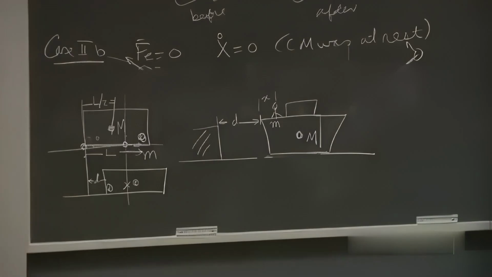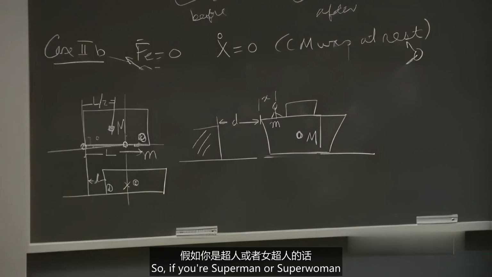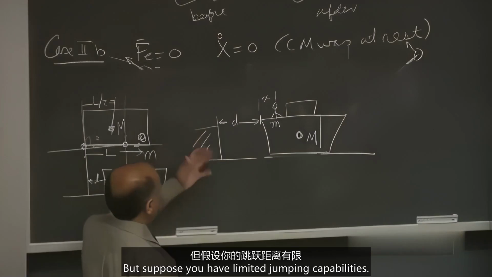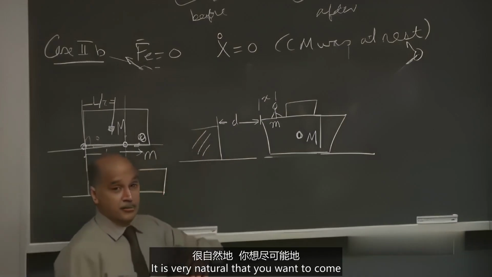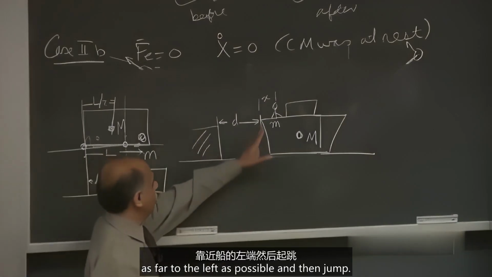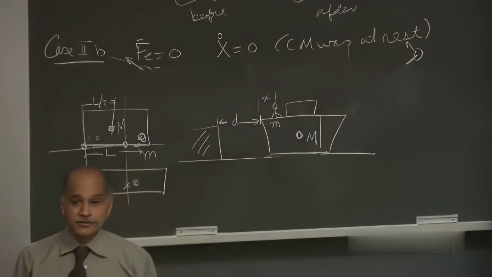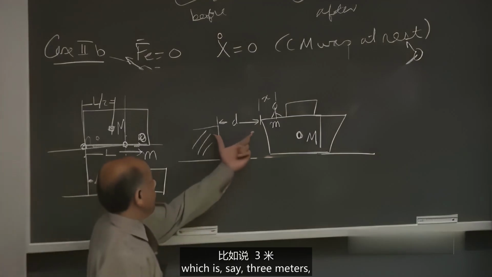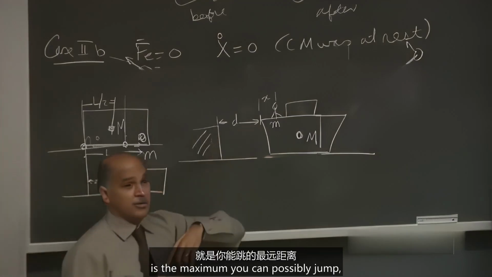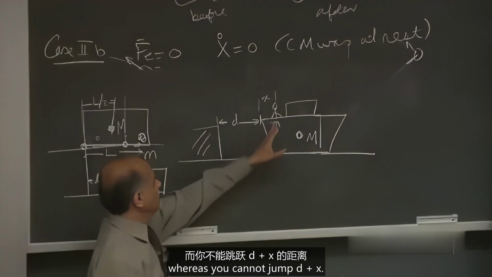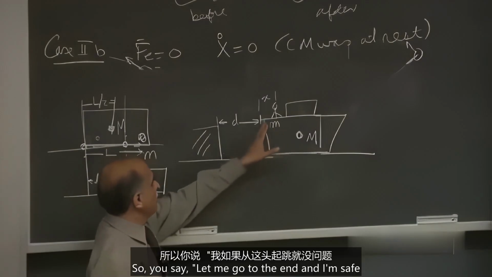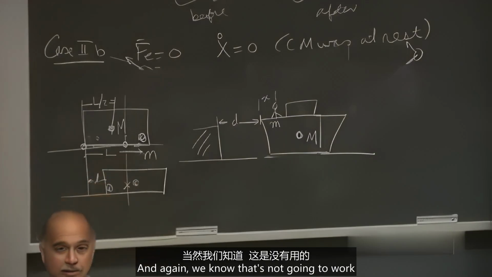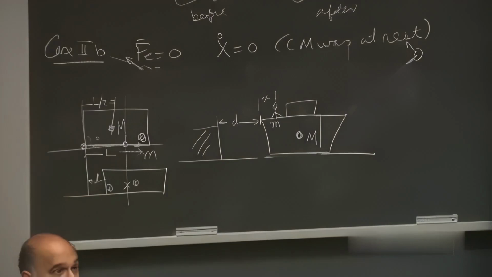So what do you do? If you're Superman or Superwoman, you just take off and you land where you want. But suppose you have limited jumping capabilities. Very naturally, you want to come as far to the left as possible and then jump. Suppose d, which is say 3 meters, is the maximum you can possibly jump, whereas you cannot jump d plus x. So you say, let me go to the end, then I'm safe because I can jump the distance d. And again, we know that's not going to work.